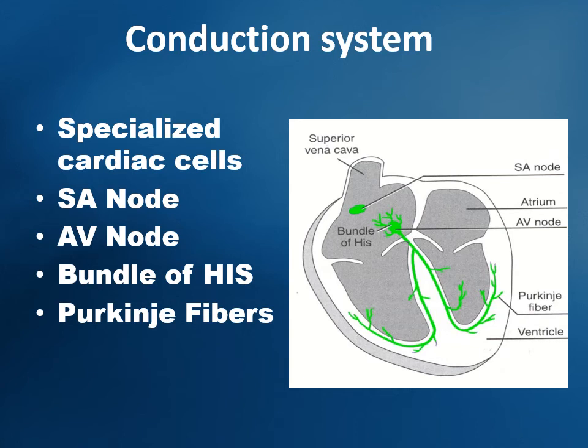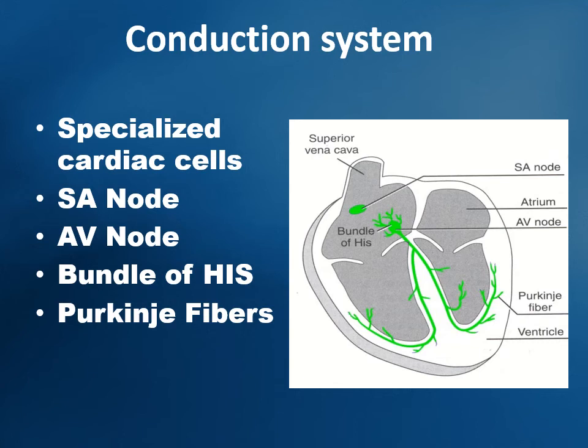So anyway, we're going to talk about slow response cells and fast response cells. Slow response cells are our pacemaker cells, okay? SA node, AV node. Now, are those the only pacemaker cells we have? No, I could take out the SA node and the AV node, and I could still have something like the bundle of His. I could still have the Purkinje fibers.